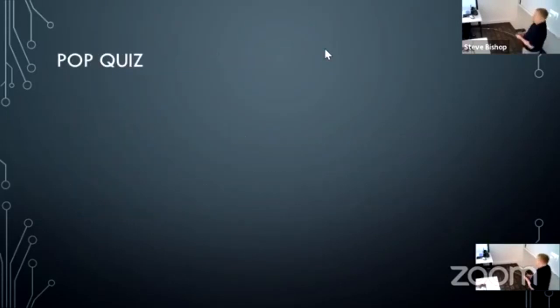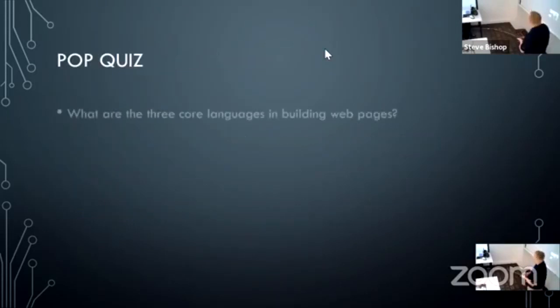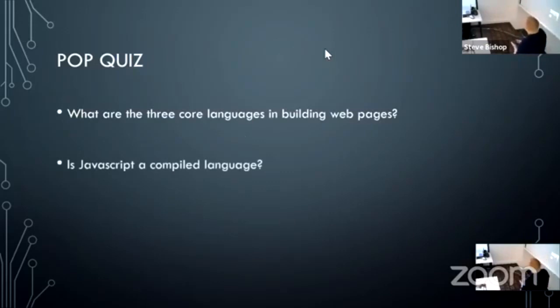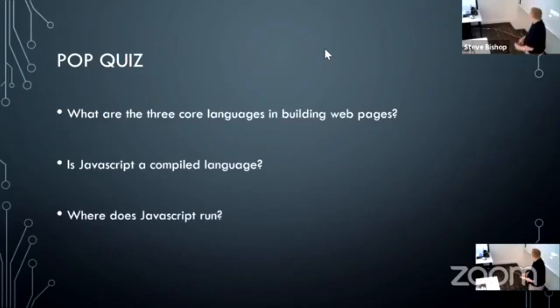All right, so pop quiz. Pop quiz time. What are the three core languages in building web pages? Anybody want to take a shot at that? Yes. HTML. Okay. CSS. Uh-huh. And JavaScript. Good job. Here we go. Rubber duck. All right. Next one. Is JavaScript a compiled language? No, it is not. Okay. Where does JavaScript run? In the browser. Perfect.